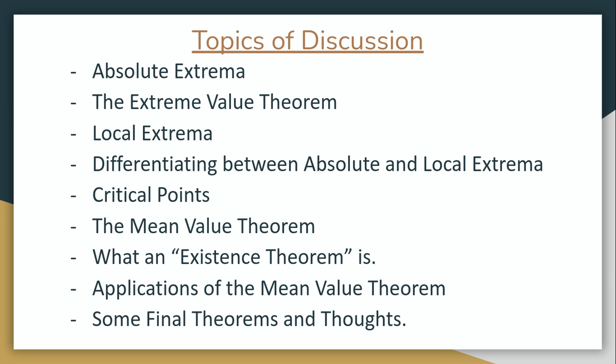So we're going to talk about critical points, the mean value theorem, what an existence theorem is, and we have to talk about that because the mean value theorem is an existence theorem, and we'll talk about that when we get there. We're going to talk about applications of the mean value theorem and some final theorems and thoughts. There's going to be a couple theorems at the end, but they're all pretty self-explanatory and intuitive. So I'm not too concerned about covering 3 or 4 mini theorems because they all are really intuitive.